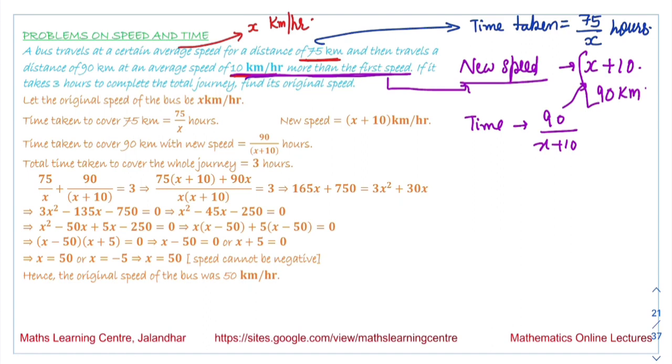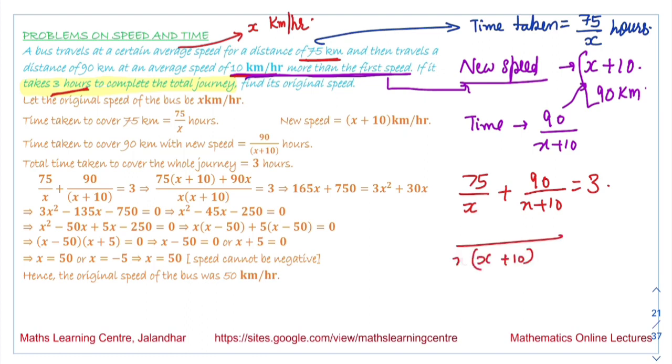Now what is given to us is that it takes 3 hours to complete the total journey. So the time taken for the total journey is 75 by x plus 90 by x plus 10, that is equal to 3 hours. We have to find the original speed. If we take the LCM over here, it is x plus 10 into x. So it is 75 into x plus 10 plus 90x is equal to 3.